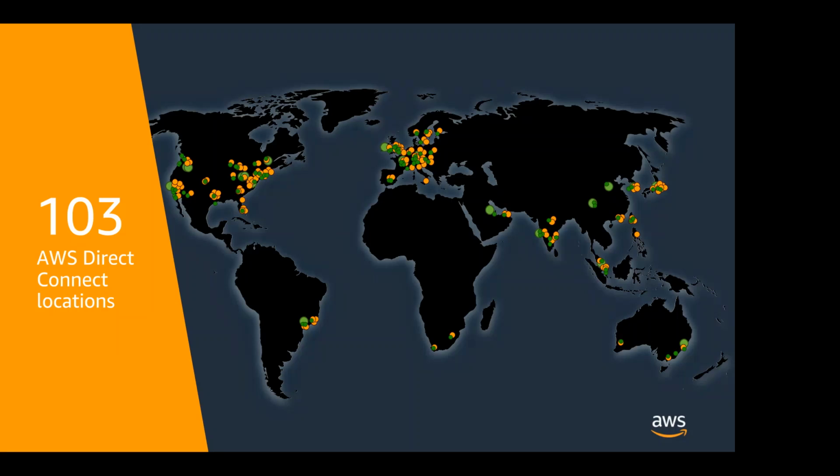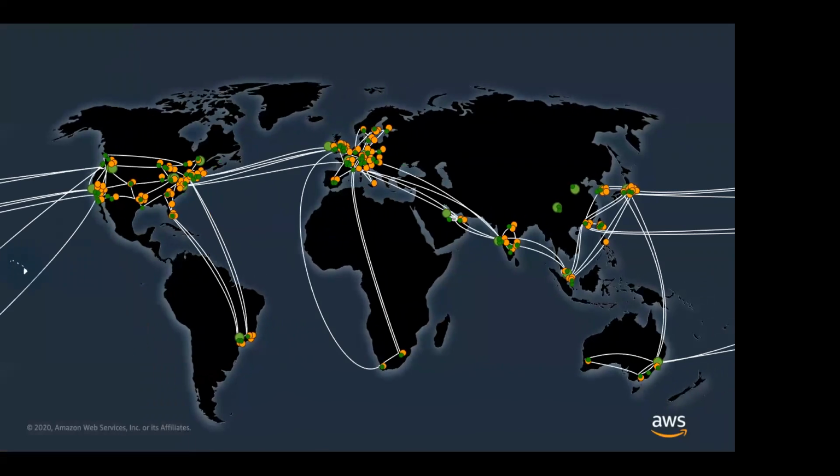So this goes to improve network availability. It goes to improve the security posture for your cloud deployments. And like I mentioned, even amongst all the different regions and all the different locations for Direct Connect, we have a highly redundant network, a 100 gigabit per second network amongst each of these locations.